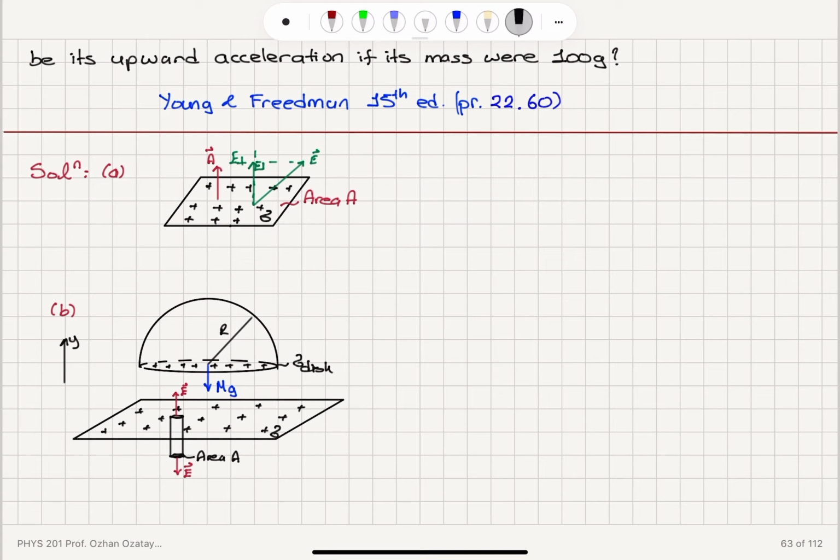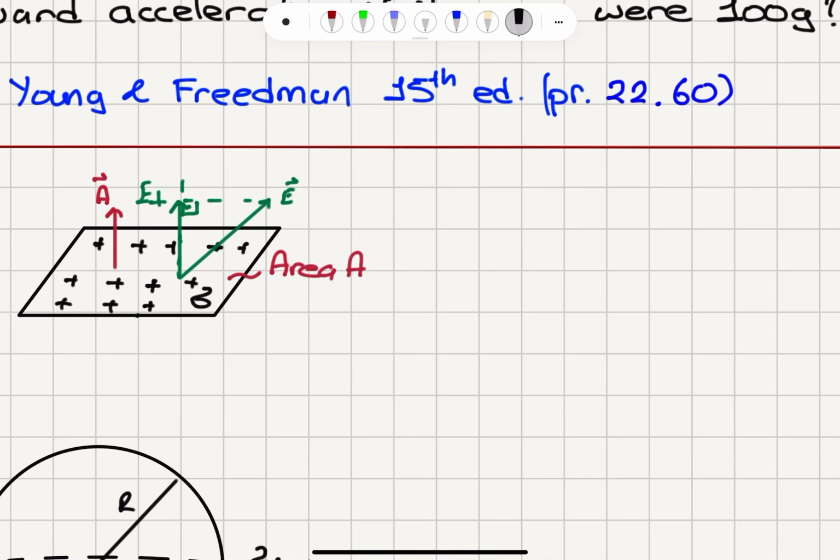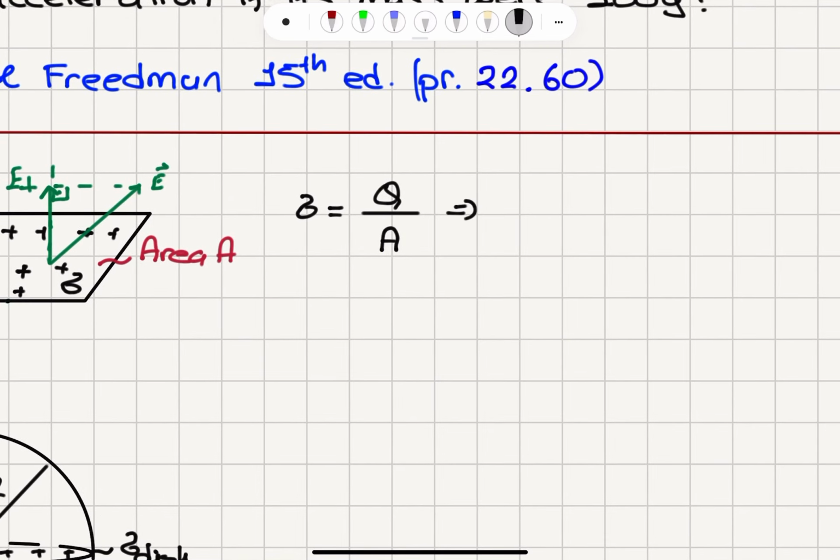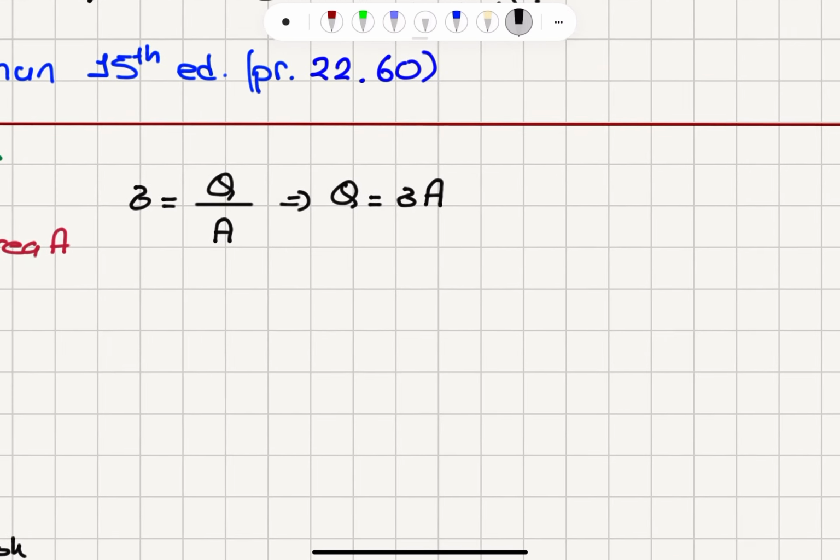Now, the charge density sigma, because it's uniformly charged, is equal to the total charge Q divided by the total area A. So we can see that the total charge on the surface is basically equal to sigma, the uniform areal charge density, multiplied by the area. So here, what I'm calling Q is the total charge.